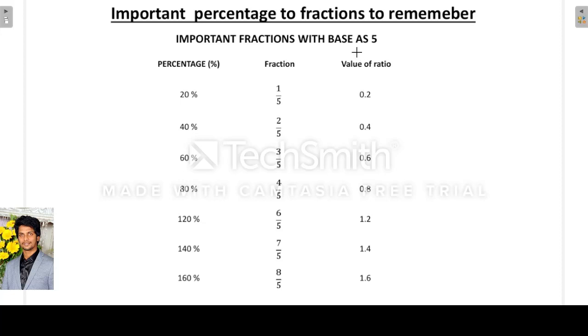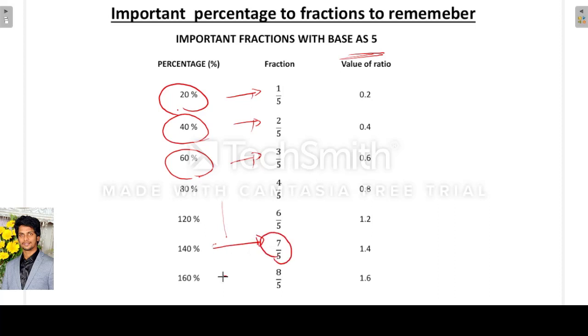Next, important fractions with base as 5. So 20% is 1 by 5, 20 by 100. 40% is 2 by 5. 60% is 3 by 5, or similarly like this. 140% is 7 by 5, and 180% is 8 by 5.